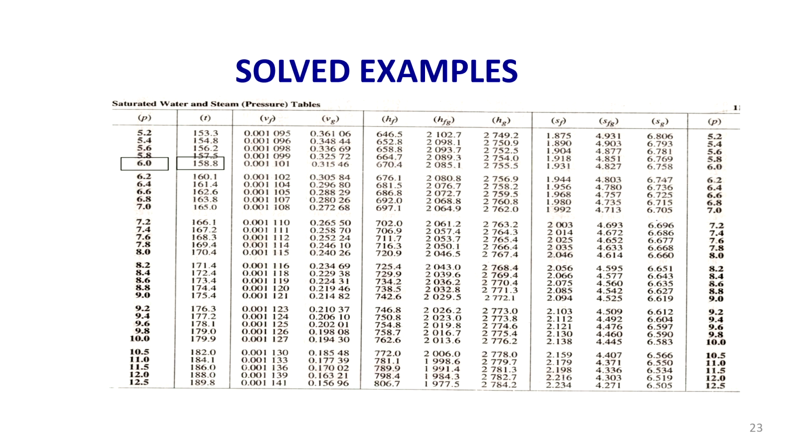Here, this is the saturated water and steam table, pressure table. This is actually a continuation of table number 2. Corresponding to 6 bar, column 1 is pressure, 2 is T sat, the saturation temperature corresponding to the pressure. So, the saturation temperature is 158.8.